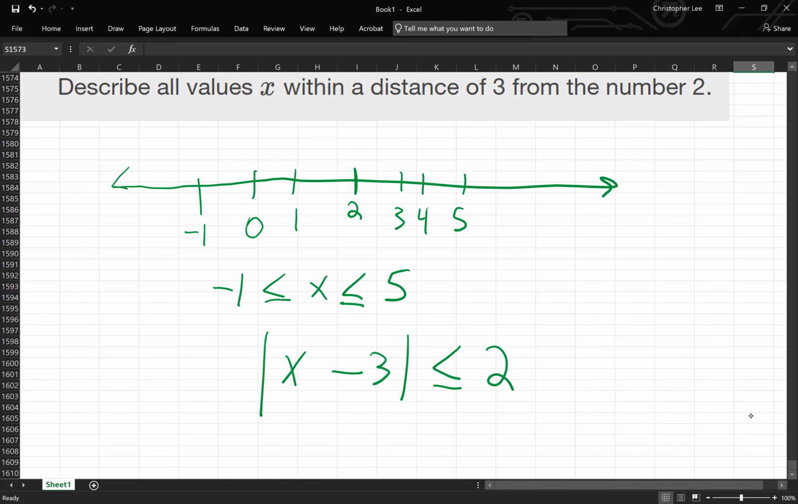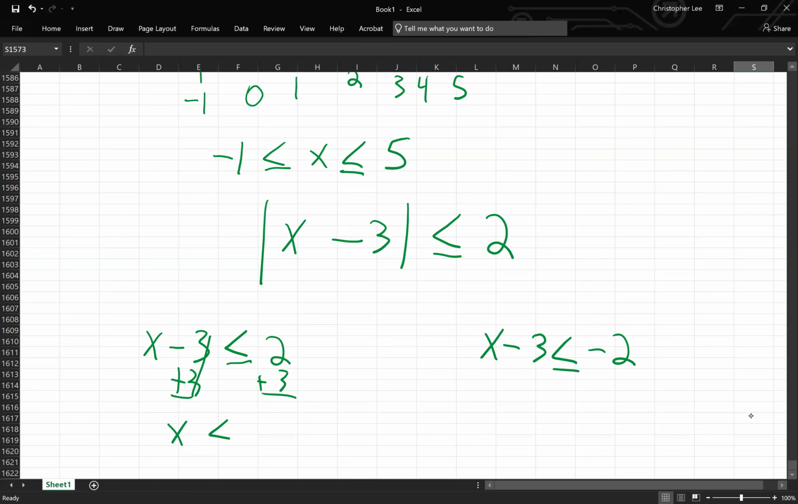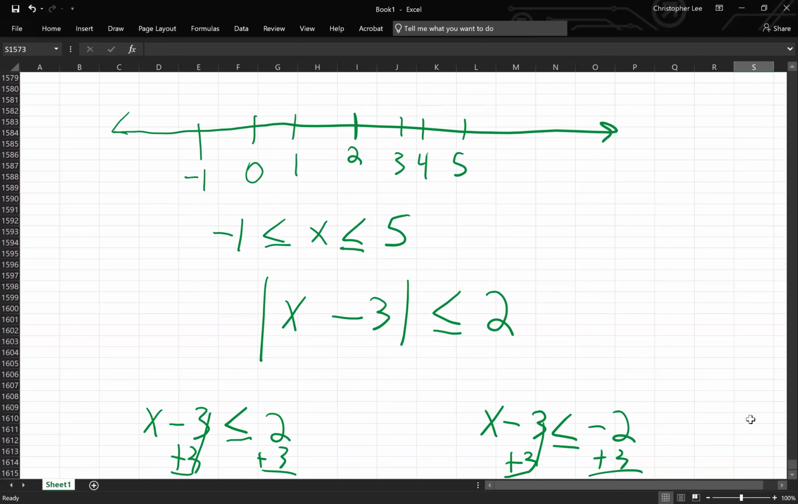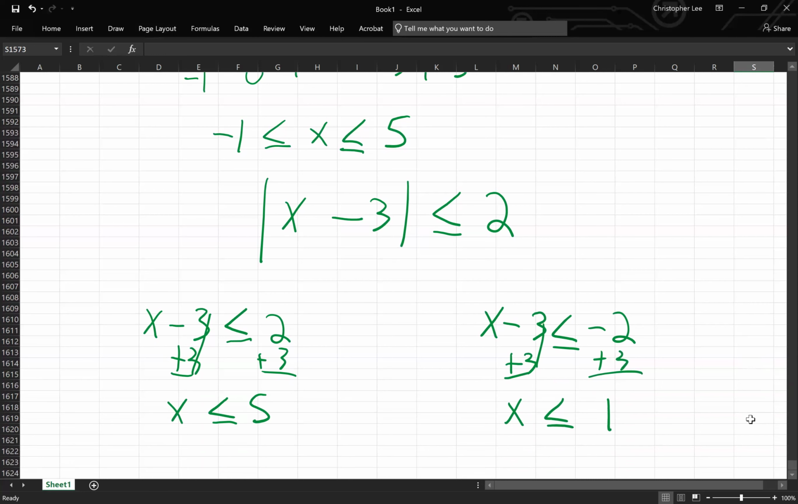All right. If we were going to solve this, we would have x minus 3 less than or equal to 2, and x minus 3 less than or equal to -2. Solve for x in both, right? I'm going to add 3 here, add 3 here. So this is x less than or equal to 5, right? Over here, I'm going to add 3 here, add 3 here. So this is x less than or equal to +1. 2, 1, 0. That didn't work out right there. What did we do wrong here?